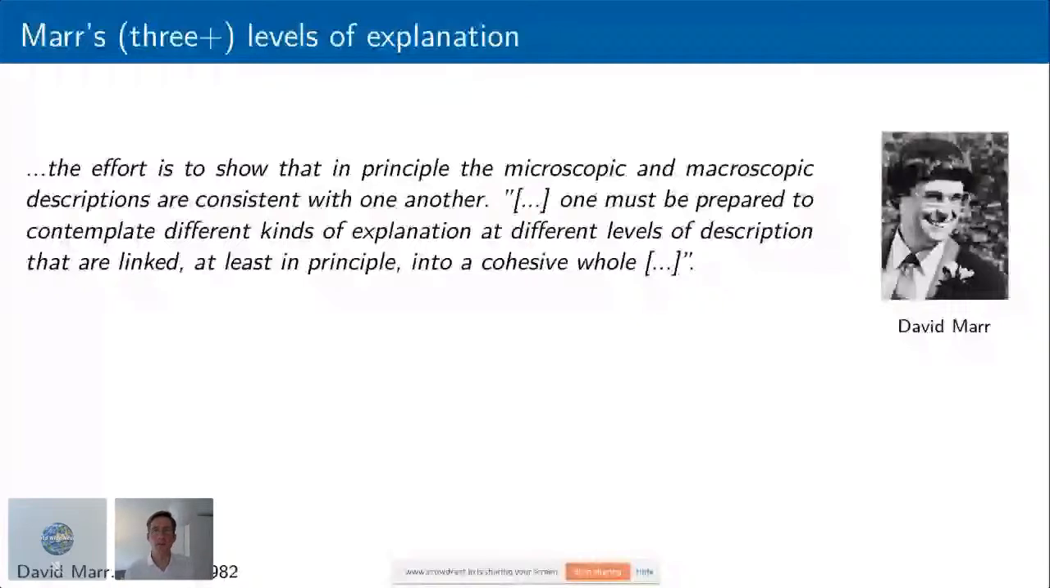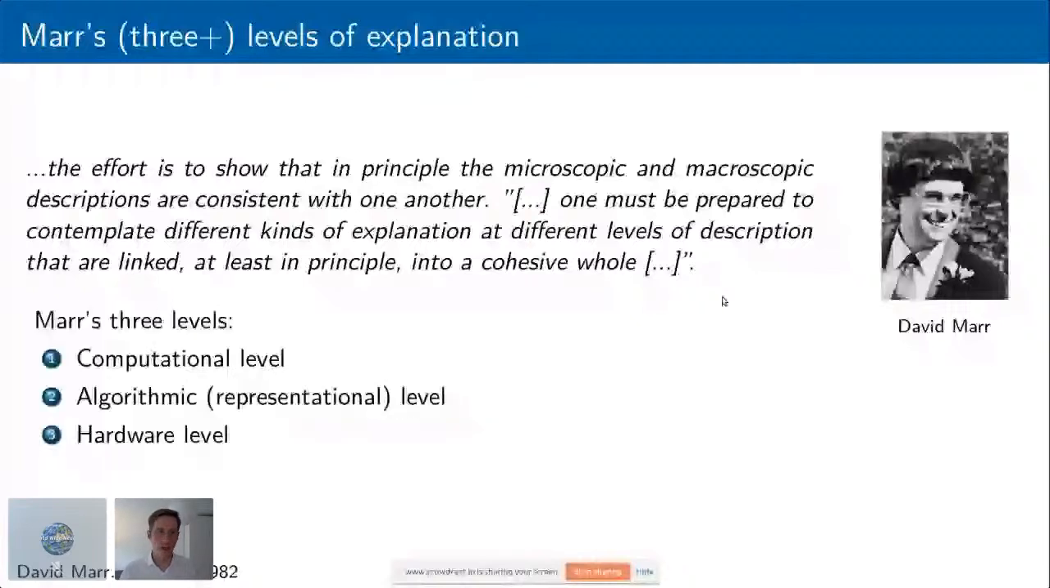And David Marr brings these three very famous levels: the computational level, what is it that a system actually computes? The algorithmic level, what kind of algorithm does it implement? And the hardware level, how is this algorithm implemented physically? But he explicitly states in his book that these are just three examples. There could be many other levels. And the challenge is relating these levels to one another.